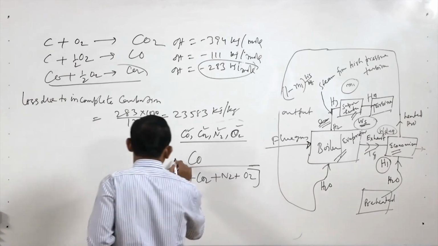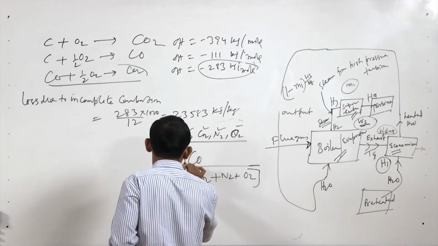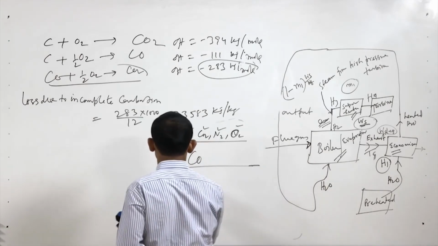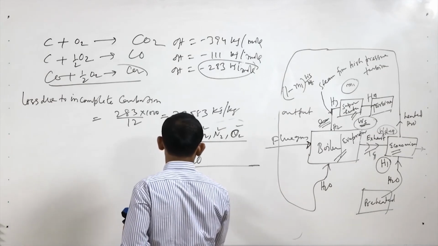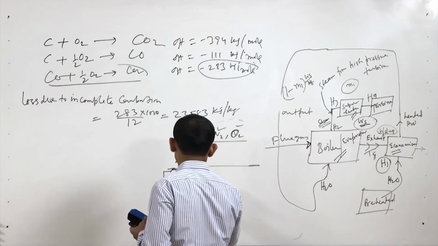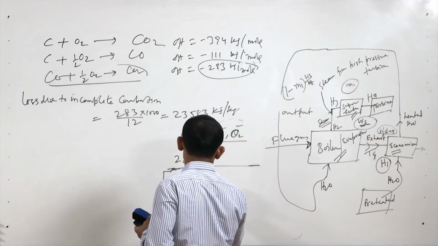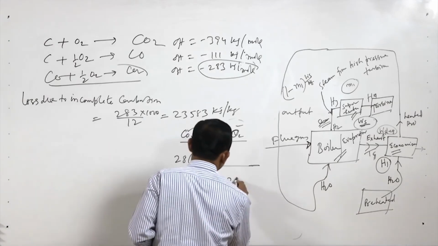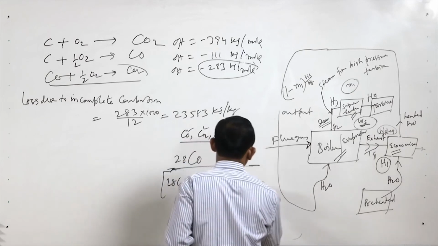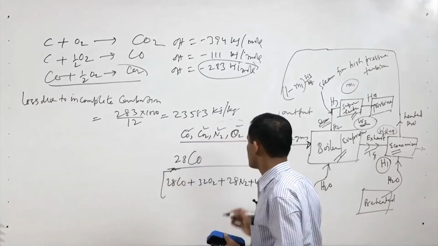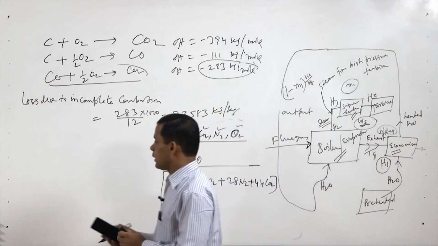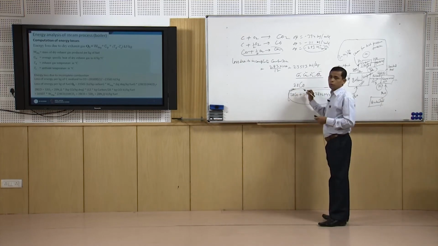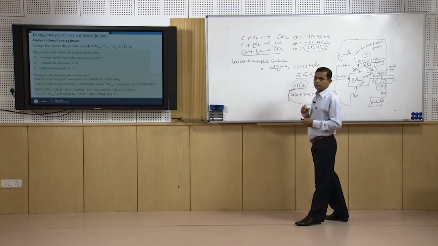Now, if we multiply it with the molecular weight to get it in terms of mass, this will be 28 into CO, plus 32 into O2, plus 28 into N2, plus 44 into CO2. So, that will be the mass ratio. So, out of this much total flue gas, this much will be the CO.